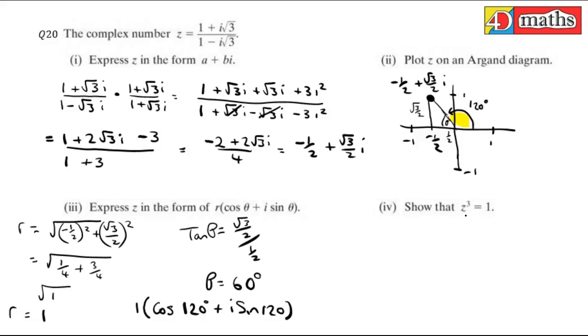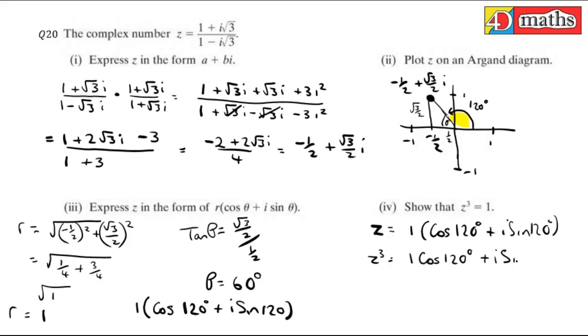The last part then, show that z cubed equals 1. Okay, so z is equal to the result from the last part. So z cubed would be equal to 1 cos 120 plus i sine 120, cubed. Okay, so the 1 cubed goes in with the 1 and the 3 goes in with the 120, i sine 3 times 120.